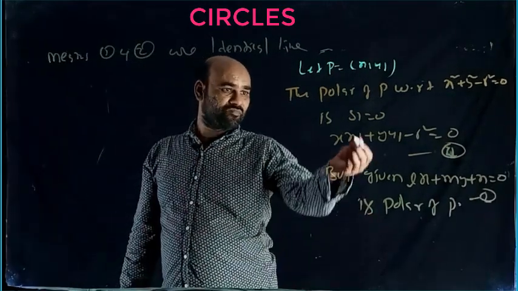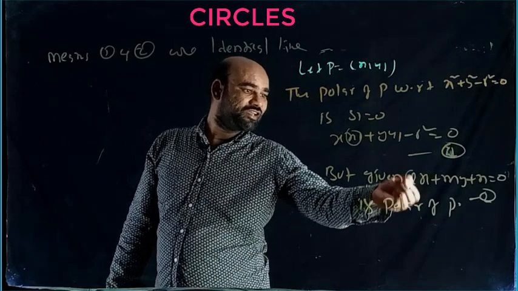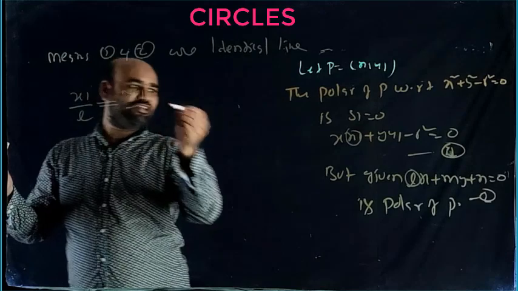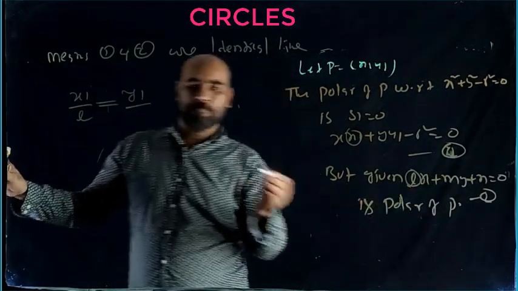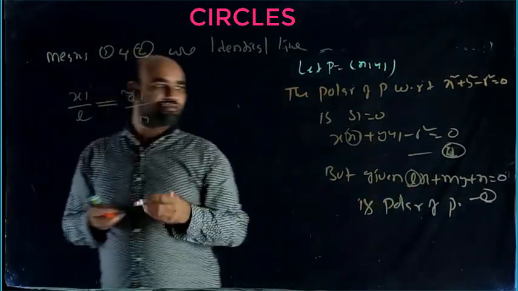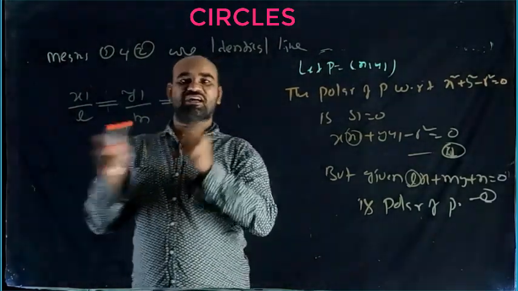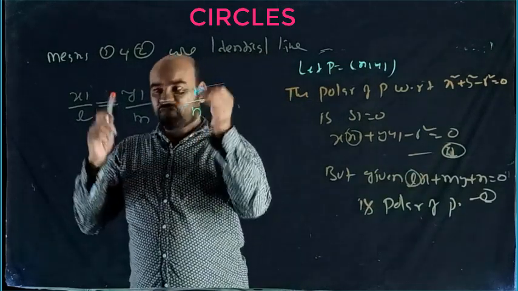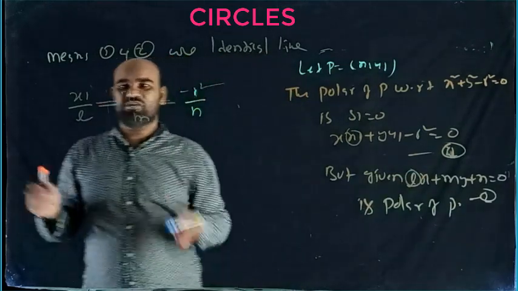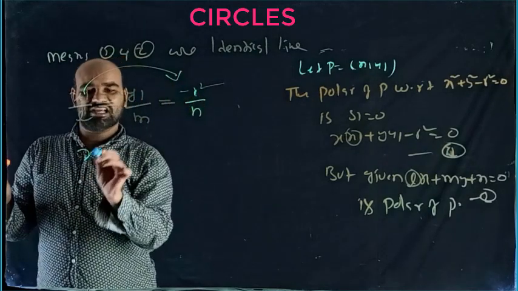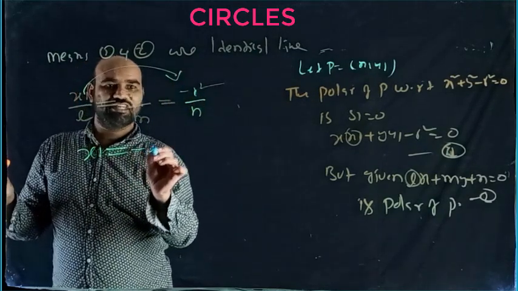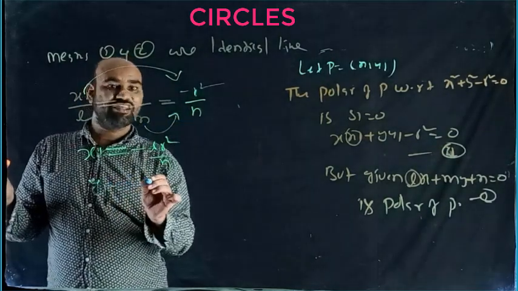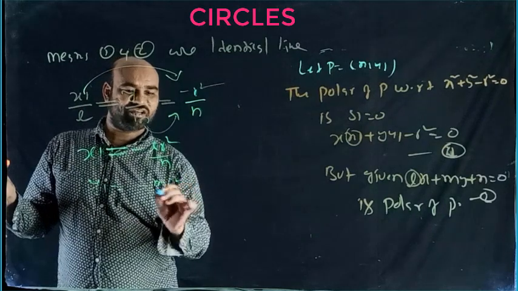That's why x1 by L equal to y1 by M equal to minus r square constant by n. From this we want to find x1, y1. That's not a big problem, no? Compare this with this. So directly I can say that x1 equal to minus L r square by n. Compare this with this. So y1 equal to minus m r square by n.